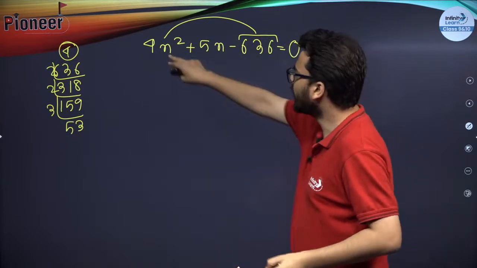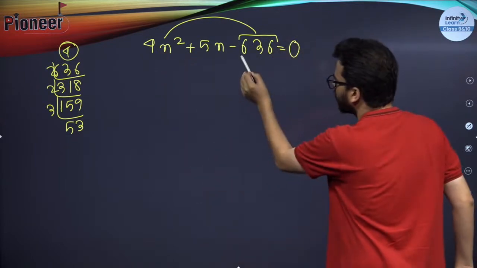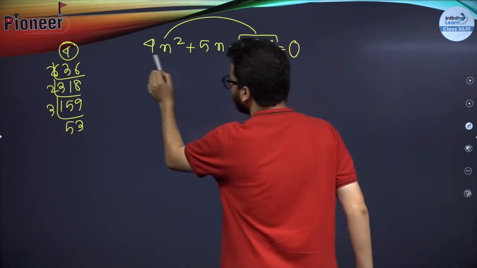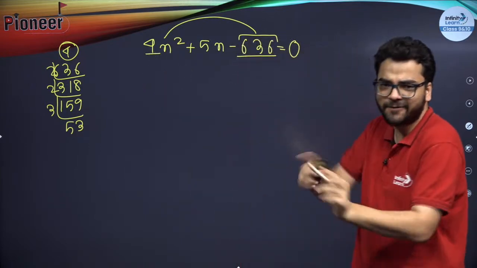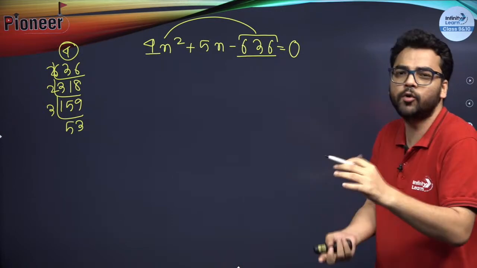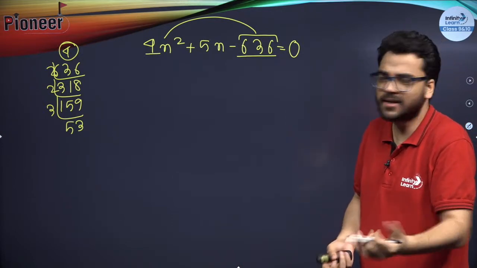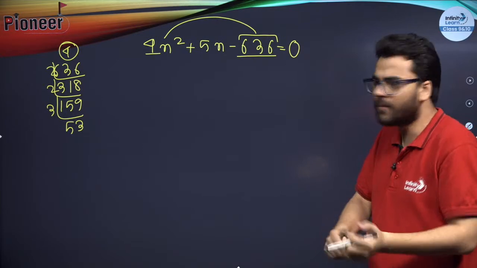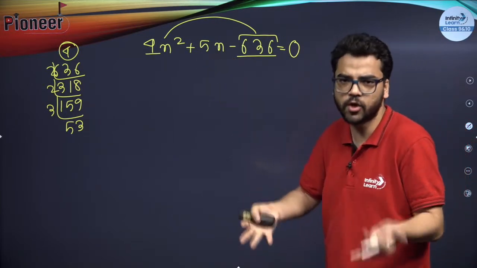Remember that, guys, you multiply these numbers and you will do the prime factorization. Then you will want to get two factors, I mean, adding or subtracting them must give you 5 over here, right? That's how you do that.